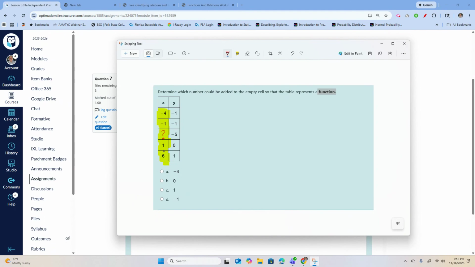Which of these numbers can you put in there so you don't have any x number repeated? Now you can see letter A is -4. I already have a -4 here, so it cannot be A. I have a -1 in the x column, so it cannot be D. I have a 1 in the x column, so it cannot be C. So you can see it's going to be the letter B. That's the only number that is not repeated in the table. All the other ones would be repeated if you chose them. All right, and that's how you do this assignment.